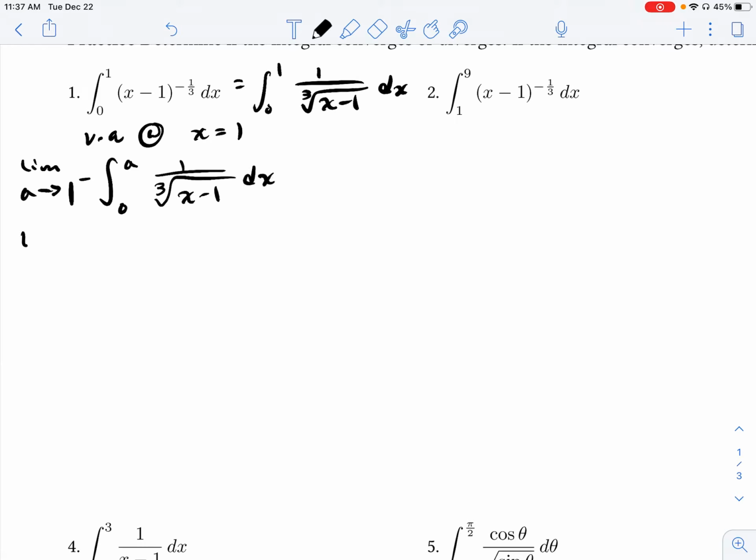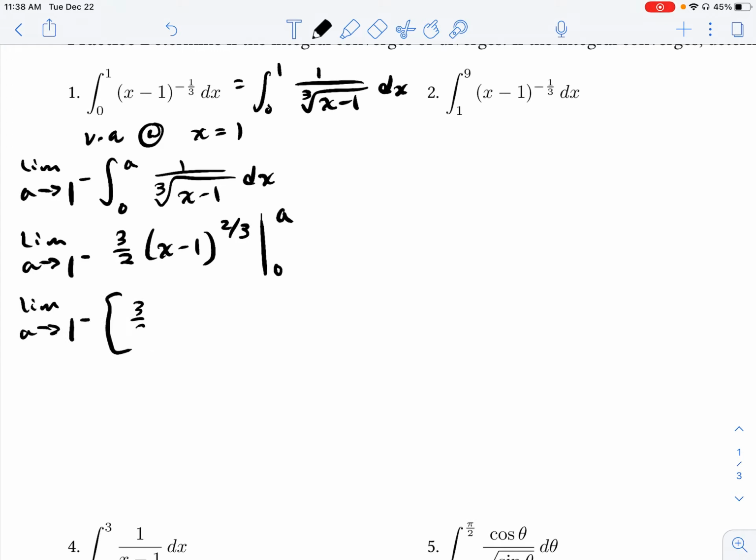And let's actually integrate that now. So that would give me 3/2 times (x minus 1) to the 2/3. So we evaluate that from 0 to a. And now let's plug in those bounds. So that's going to give me 3/2 times (a minus 1) to the 2/3, and we'll actually do the limit evaluating in just a moment, minus, we've got 3/2, let's plug in 0 now. So that's going to be (-1) to the 2/3.